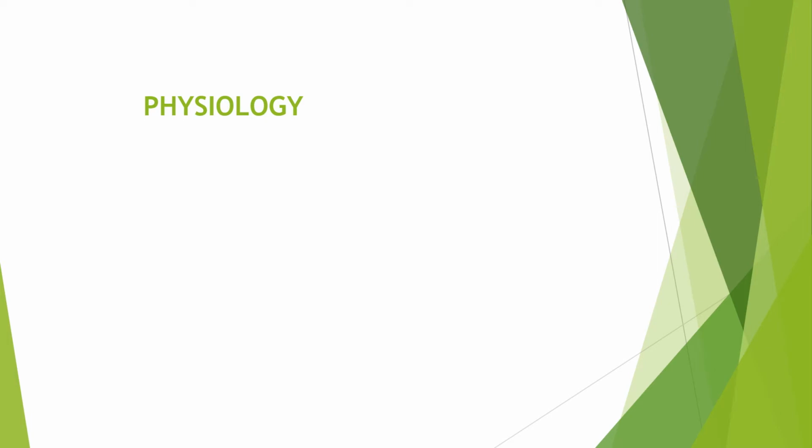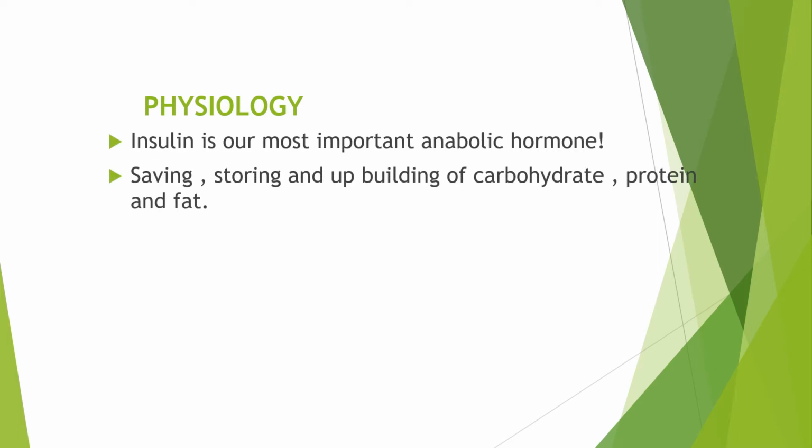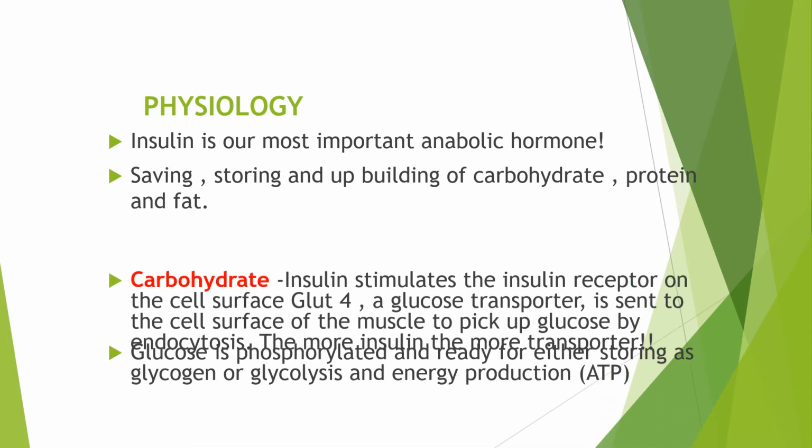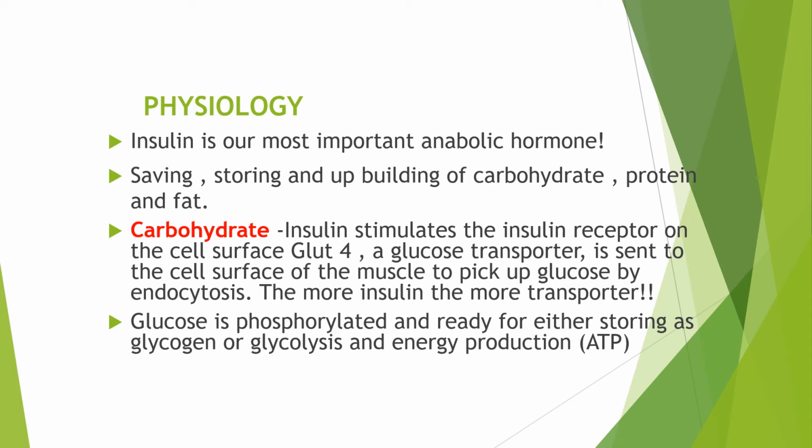When we see physiology of type 1 diabetes mellitus, insulin is our most important anabolic hormone. Saving, storing, and upbuilding of carbohydrate, protein, and fat is the main anabolic function of insulin. When we see the effect of insulin on carbohydrate, insulin stimulates the insulin receptor on the cell surface, and GLUT4, a glucose transporter, is sent to the cell surface of the muscle to pick up glucose by endocytosis. And the more insulin our body has, the more transporters of glucose. And glucose is phosphorylated and ready for either storing as glycogen or glycolysis and energy production.